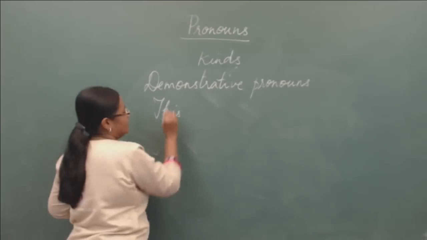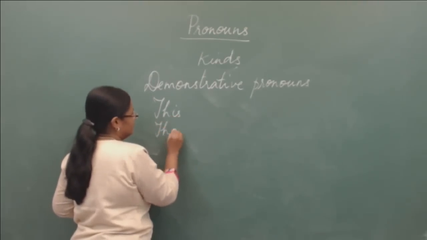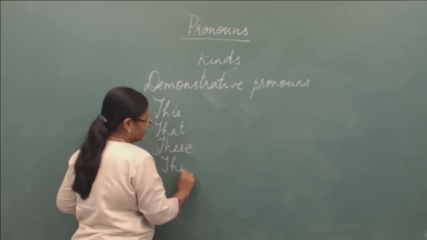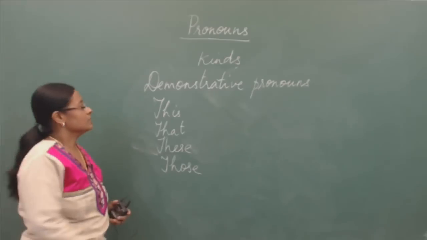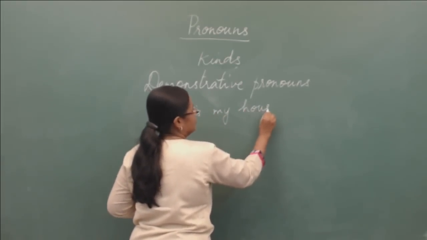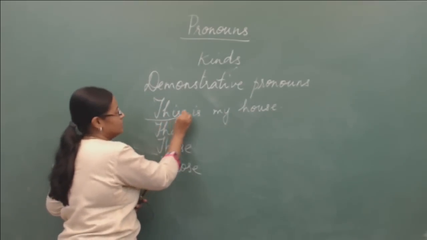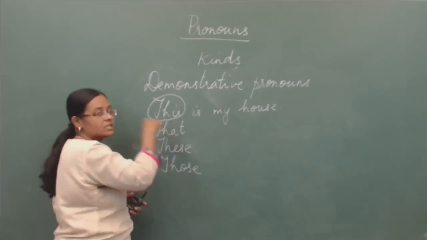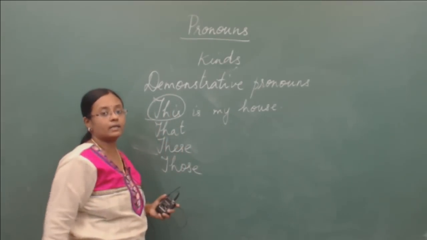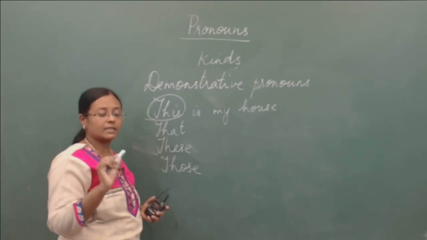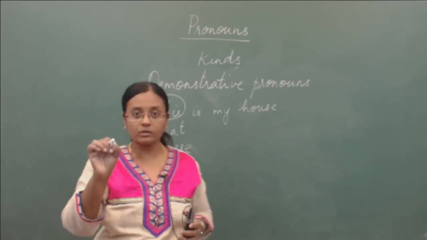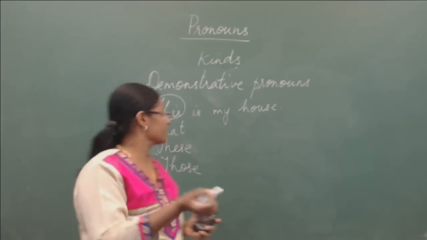This and that for singular, and these and those for plural. This is my house. So here the word this stands for this house, so it is a pronoun. Suppose you say this house is mine, then the same word this in that sentence becomes an adjective and not a pronoun because it talks about the noun house.